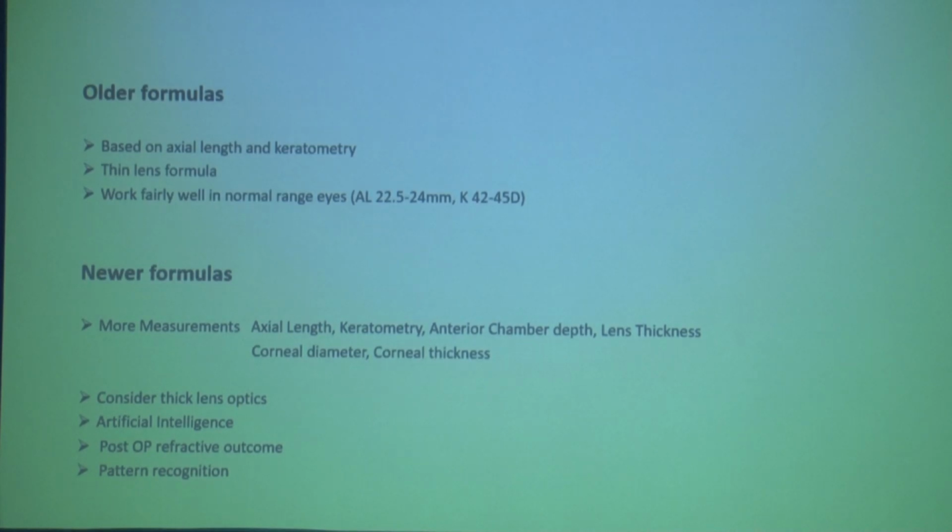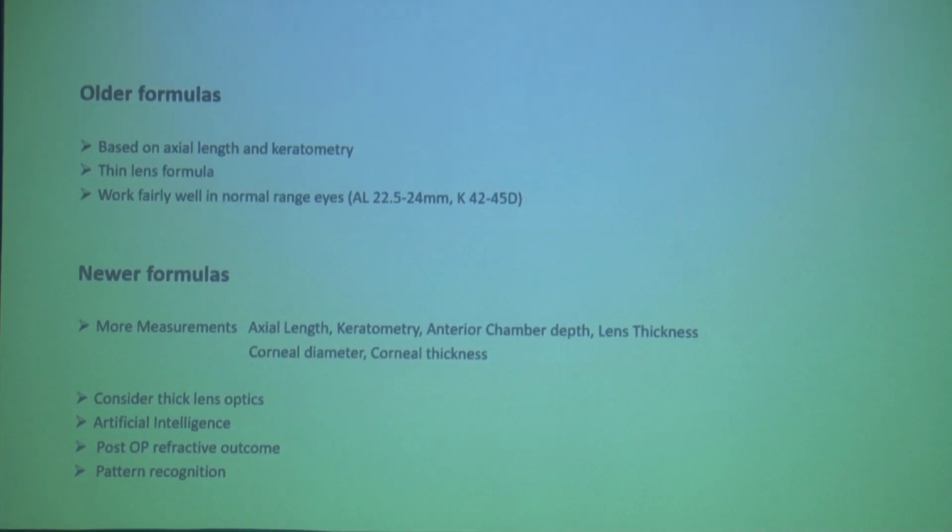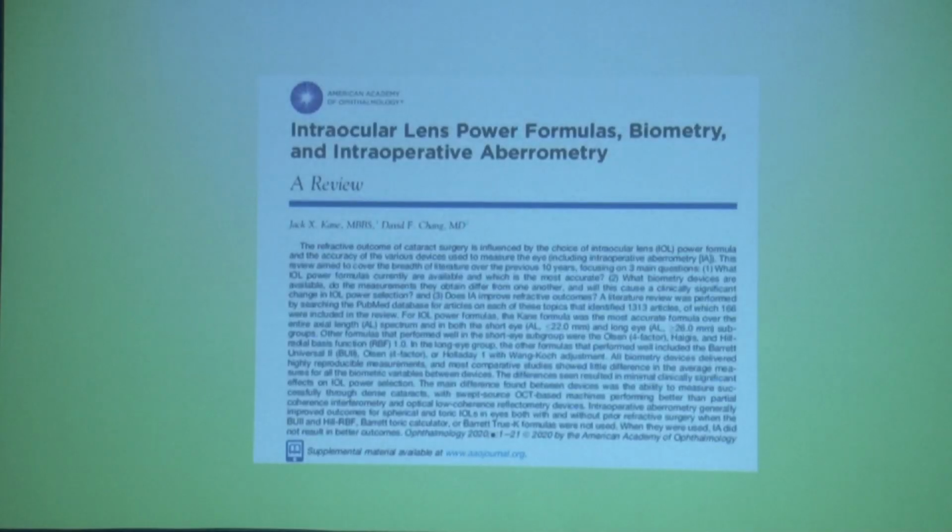Now, the older formulas were based only on axial length and keratometry measurements. They were based on thin lens optics, and they worked fairly well in normal eyes, that is axial length between 22.5 and 24. But the newer formulas take into account more measurements like anterior chamber depth, lens thickness, etc. And they are based on thick lens optics, and they use artificial intelligence and regression analysis of postoperative refractive outcome and pattern recognition. And these are useful for outliers, that is long axial and short axial length eyes.